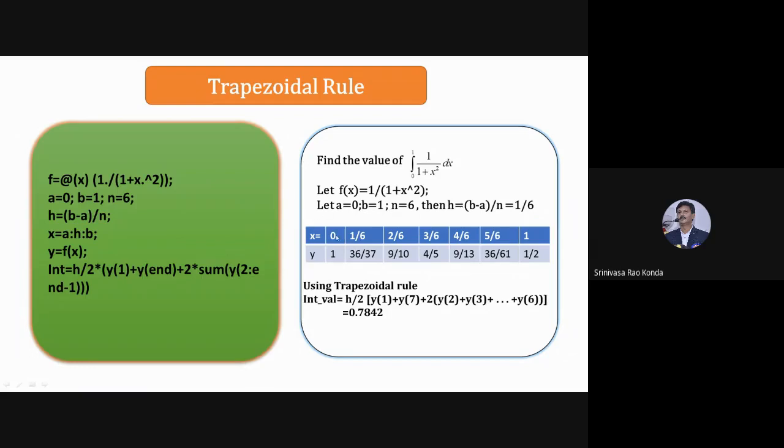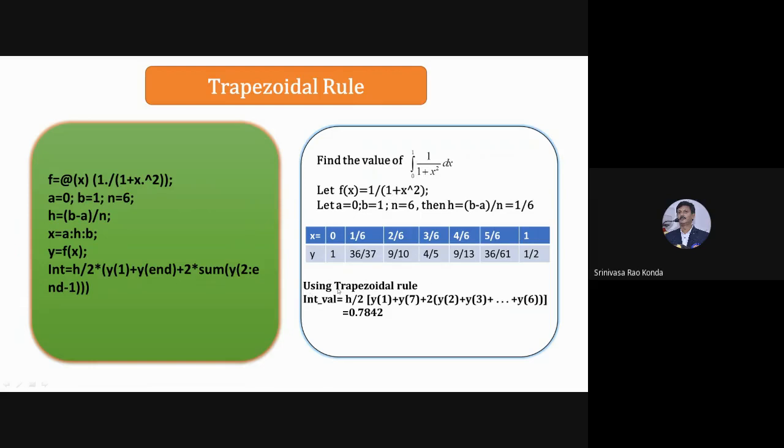Then what we do? We take a, that is 0, a plus h, a plus 2h, a plus 3h, a plus 4h, a plus 5h, a plus 6h. That is 1. At these points, we calculate the function value. At x is equal to 0, the function value is 1. At x is equal to 1 by 6, the function value is 36 by 37. And at x is equal to 1, it is 1 by 1 plus 1, that is 1 by 2.